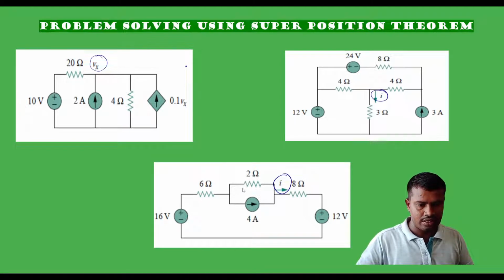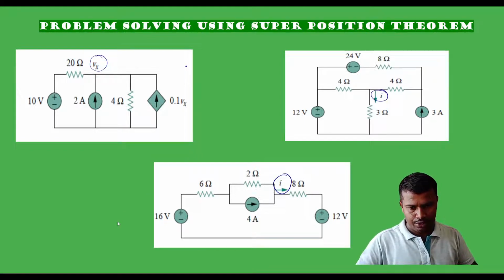In this, the voltage source has 2 ohm internal resistance, and it can deliver up to 4 amps, or we can say the source is capable of delivering 4 amps of current. Let us proceed with the first circuit.